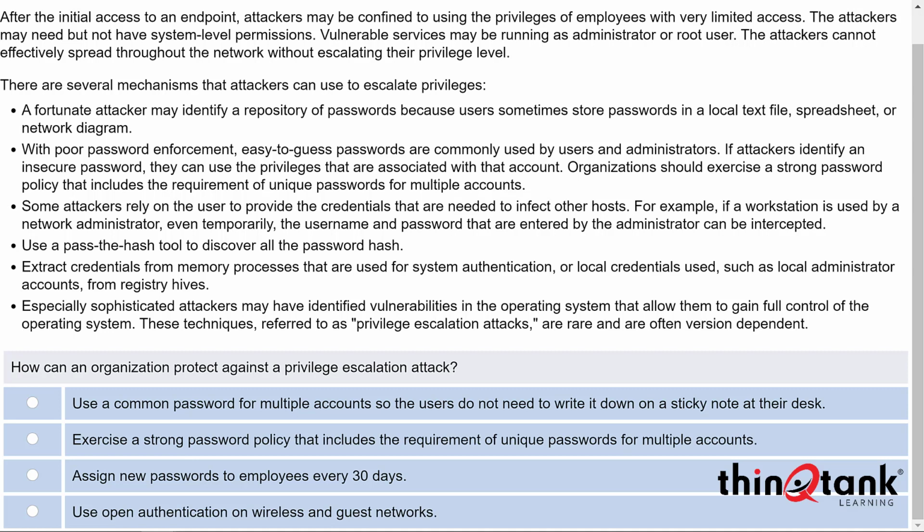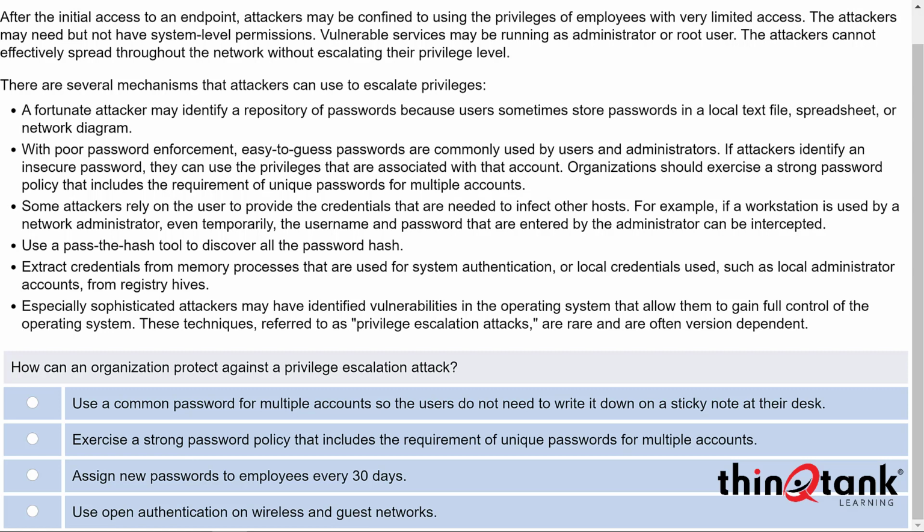How can an organization protect against a privilege escalation attack? Well, if you think about it, in most of these cases we are dealing with credentials. So anything that ensures we have a better, more secure way of authenticating, or a more secure approach to password management, certainly would provide some mitigation techniques. Multi-factor authentication could be one of those things as well.